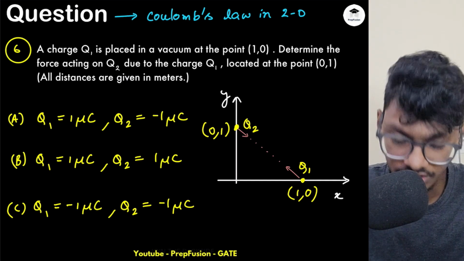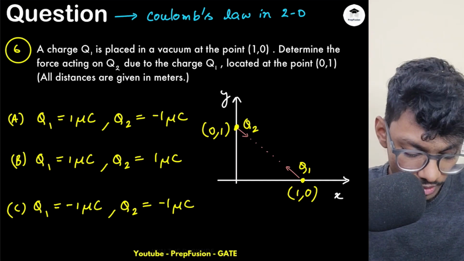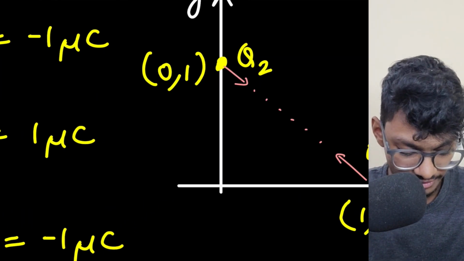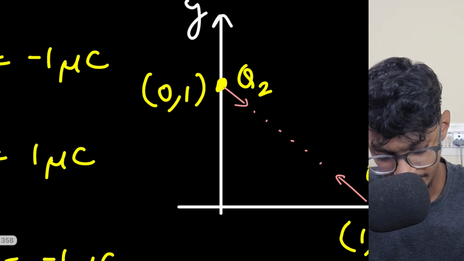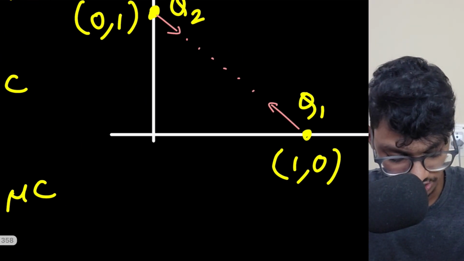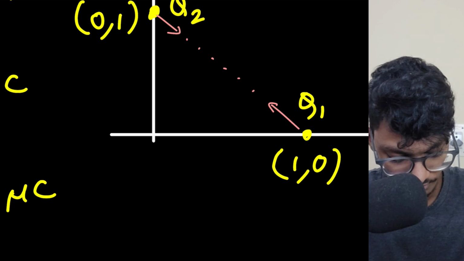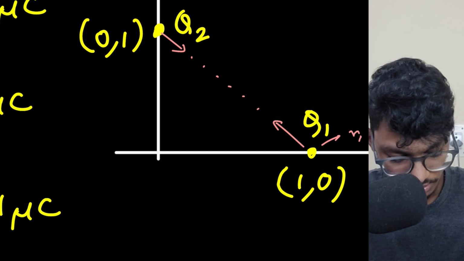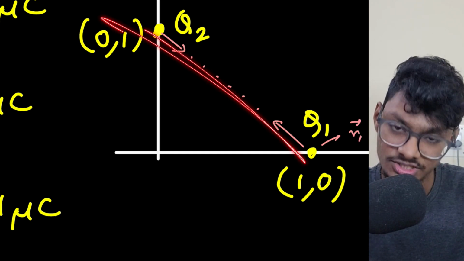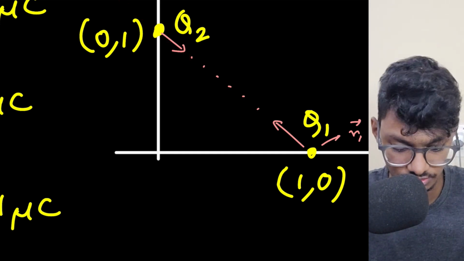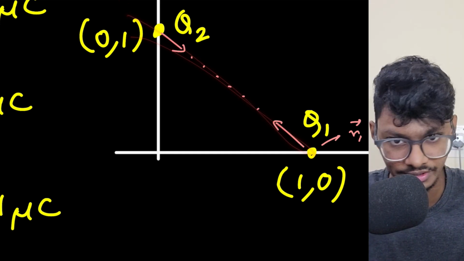I have to write this in vector format. How can I get this direction? What is this direction basically? Let's name this position vector R2, and this position vector R1. The direction will always be the line joining the two. Whether it's in this direction or that direction depends, but it will always be along the line joining these two.